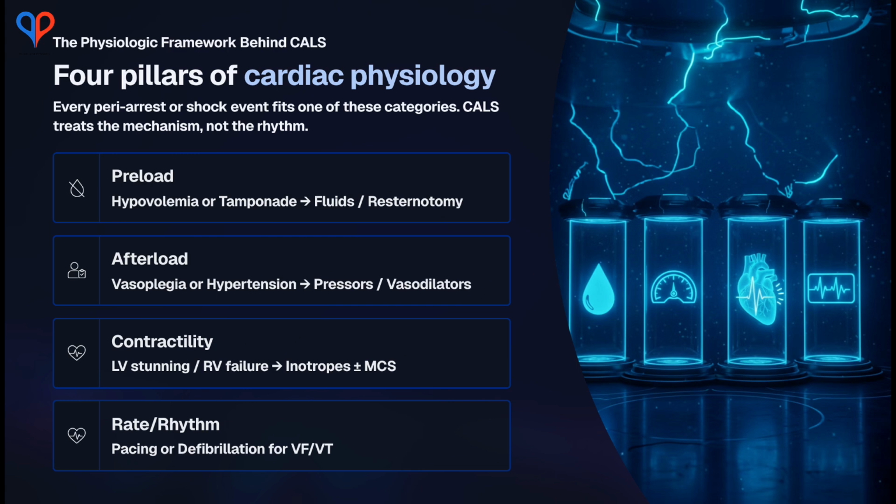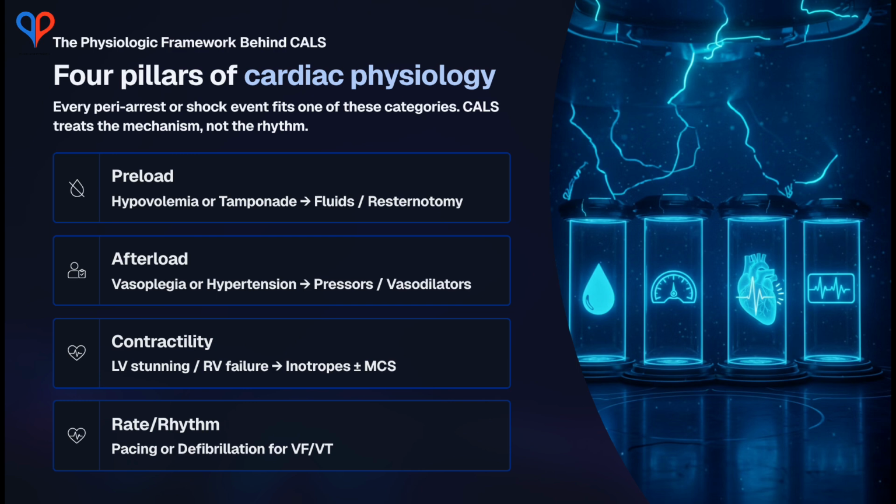Sometimes afterload is too high. This can occur in severe hypertension or with overcorrection. High afterload can harm new grafts and the ventricle. Treat dangerous hypertension with careful vasodilation and by reducing excessive vasopressor dose. The key in CALS is balance. Enough resistance to perfuse organs, not so much that you damage the heart or grafts.